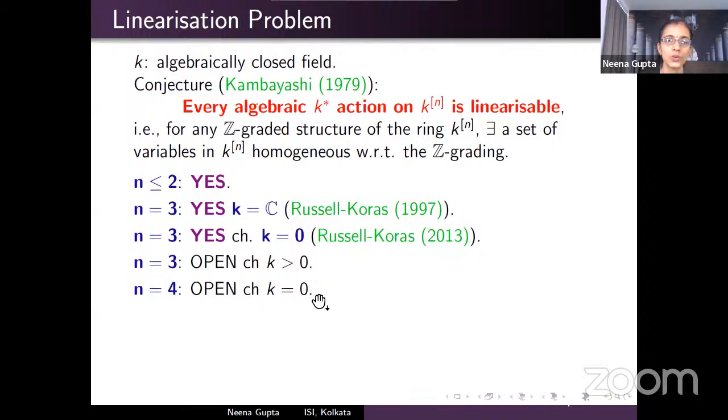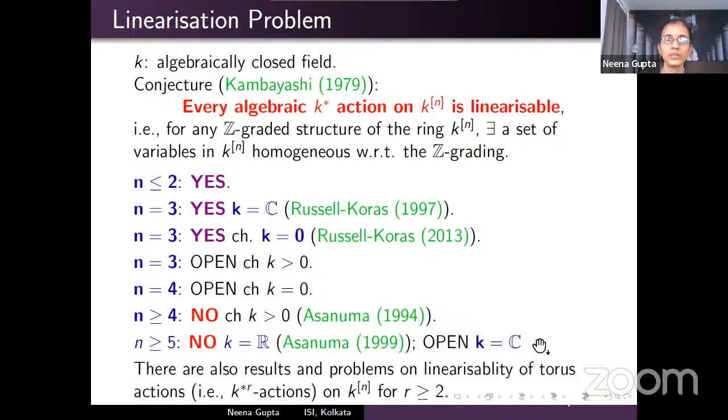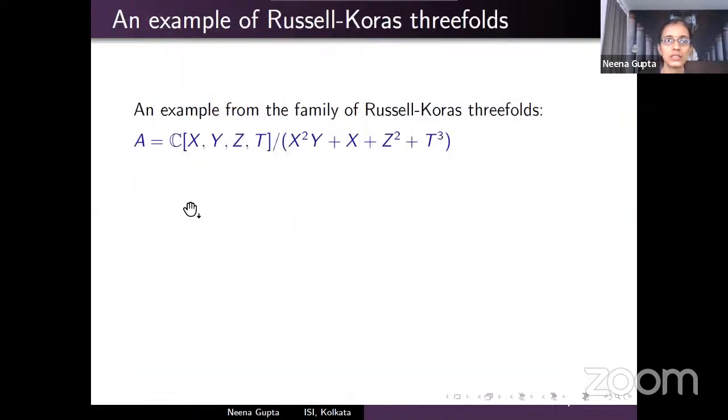For n equal to 4, this is again open if the characteristic is 0. However, Asanuma, using Asanuma's ring, proved that this linearization conjecture does not have an affirmative answer if n is greater than or equal to 4. And for n greater than or equal to 5, over the real numbers also he constructed examples, but it is open over the complex numbers. There are also results and problems on linearizability of the torus action for r greater than or equal to 2. I will not discuss this, but let me now talk about the difficulty in proving the case n equal to 3 of this linearization conjecture. This is related to a family of examples due to Russell and Koras.